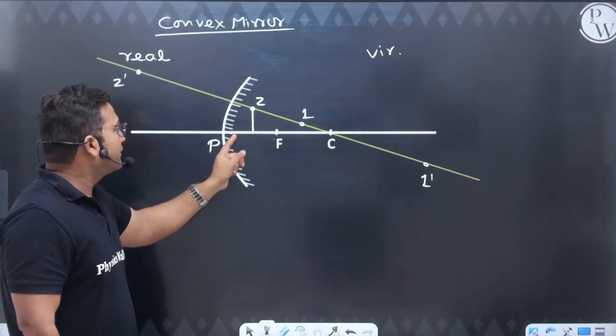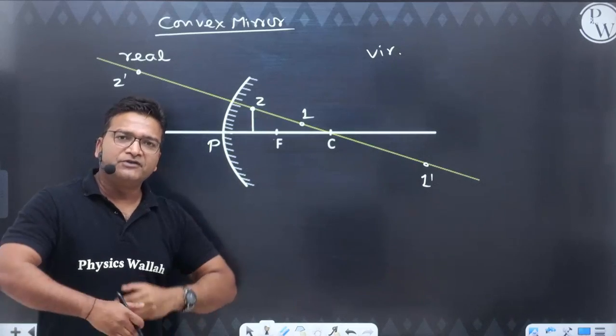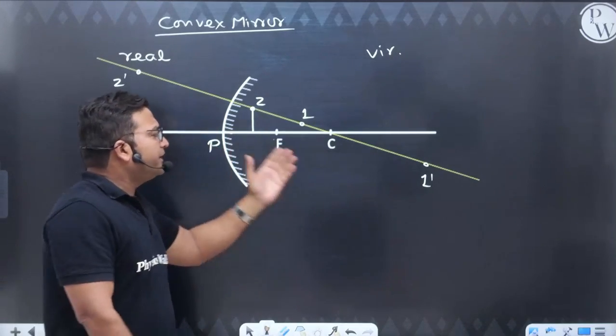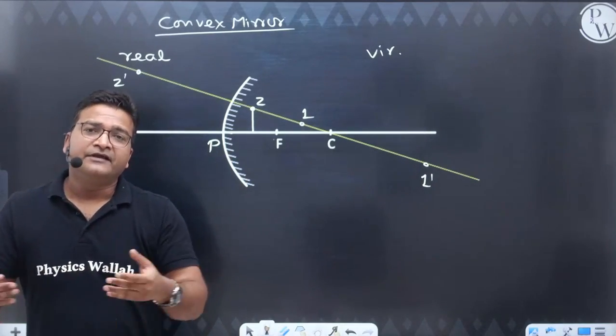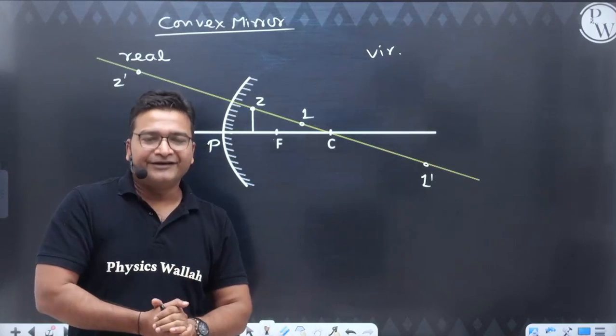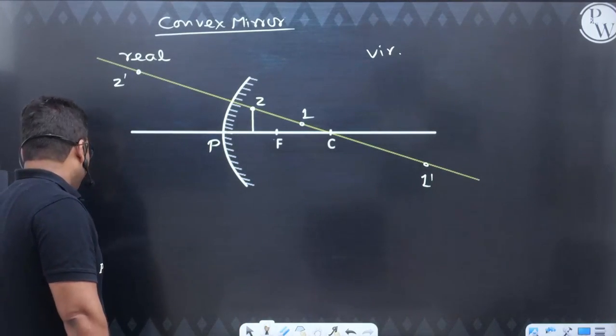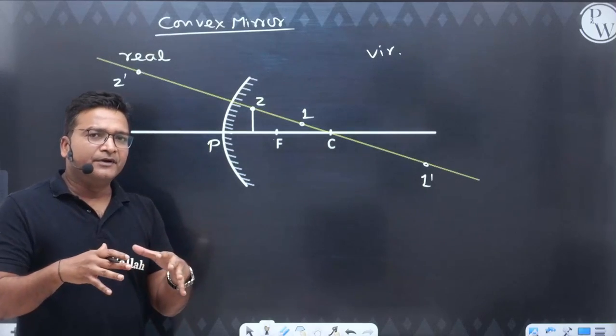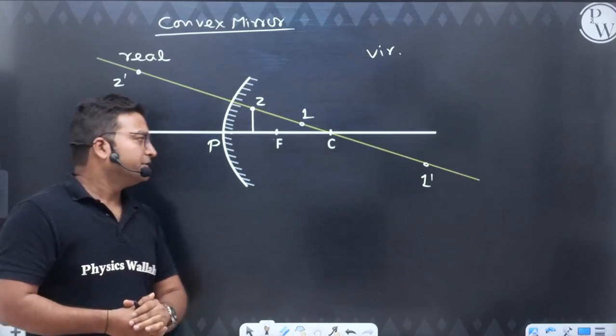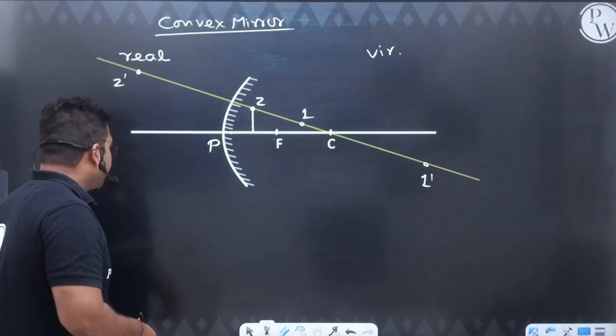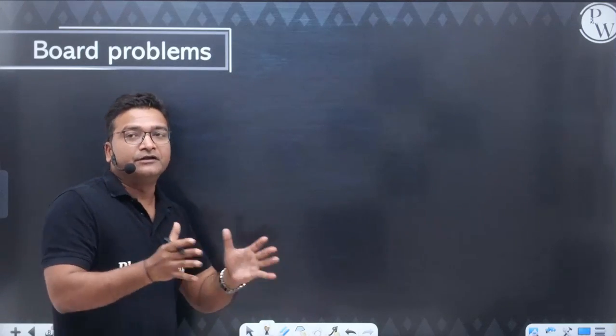So in a convex mirror with real objects, we have only a single case: virtual image, smaller image and erect image. But with virtual objects, we can have as many cases as we had with the concave mirror. Okay. So that is the end of the story of image formation. I hope this concept will help you a lot in answering the many theoretical questions.